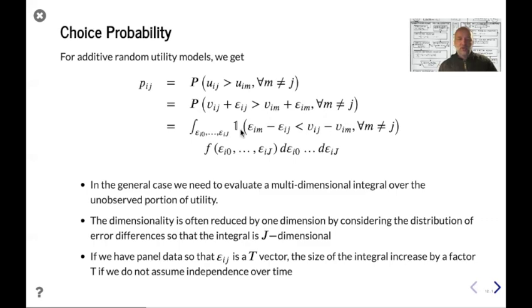Okay, and then the question arises: how do you calculate that integral? And you know how to do it, right? We just have numerical methods. We know how to calculate multivariate integrals. You could simulate it with Monte Carlo, for example. And many people do that.